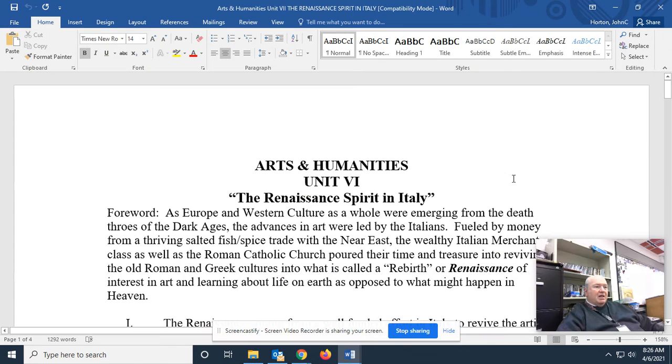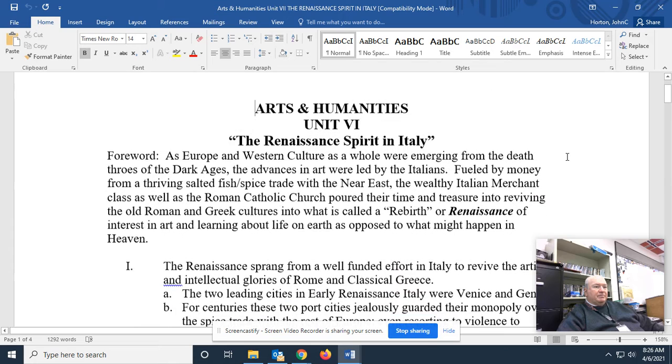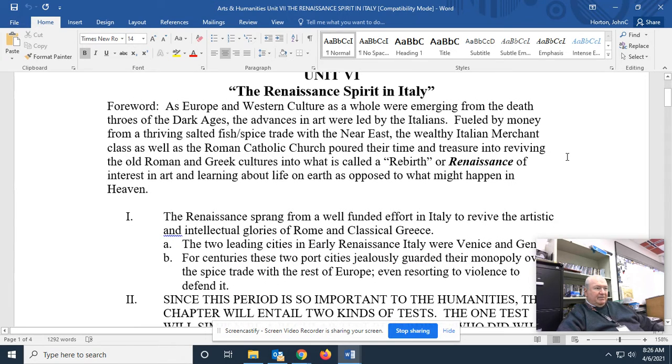The Renaissance spirit in Italy. As Europe and Western culture as a whole were emerging from the death throes of the Dark Ages, the advances in art were led by the Italians. Why did the Italians lead in producing art, spending all this money on art? The answer is quite simple. They spent money on art because they had money to spend.